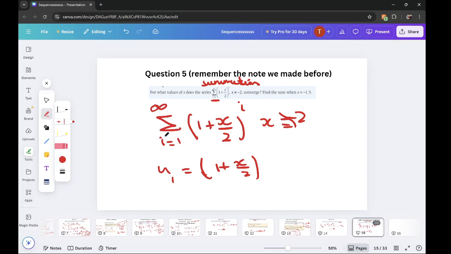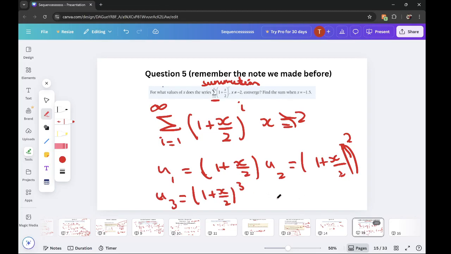So let's just try to up the numbers of i. u2 will be, when i is equal to 2, (1 plus x over 2) to the power of 2. And immediately there should be a blinker going off in your head, like, wait a minute. And if I do u3, hopefully if you haven't gotten it yet, you should get it now. So (1 plus x over 2) to the power of 3. So what is r? Well, r is the same as u1, 1 plus x over 2. This is your r. So we know in this case that this is an infinite series.